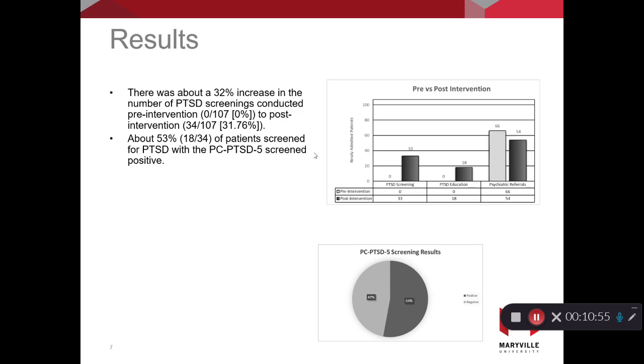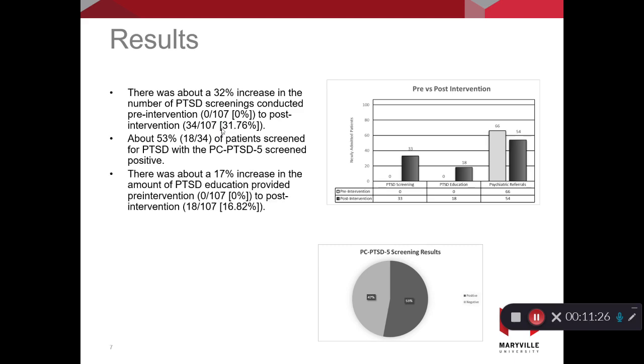And amongst these individuals who received the screening, about 53% screened positive. This is also important to note because before the implementation of my project, these individuals would not have been screened at all, and they would potentially not have received the subsequent interventions of my project and have received direction of being referred to psychiatric services for treatment.